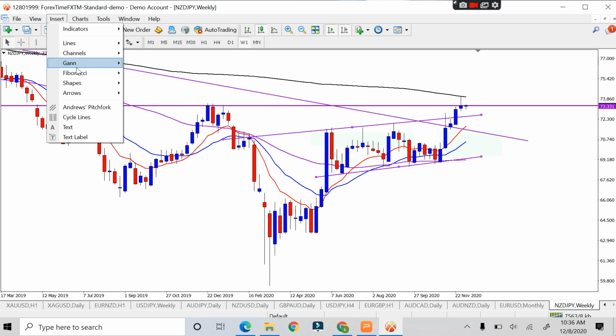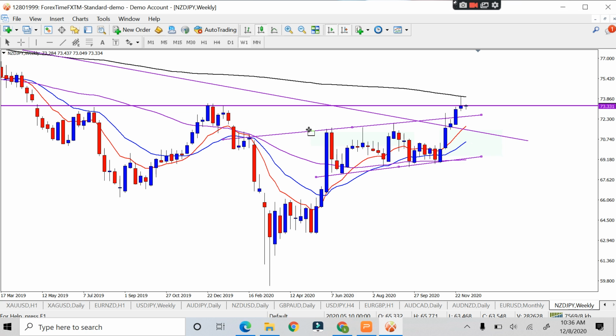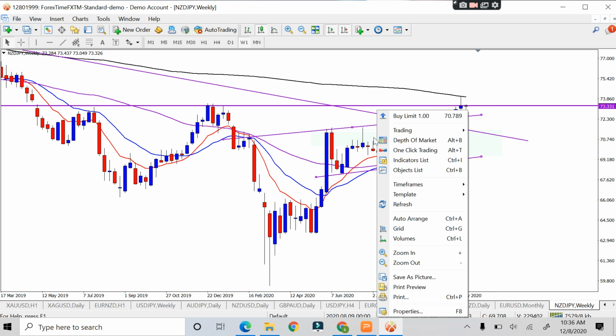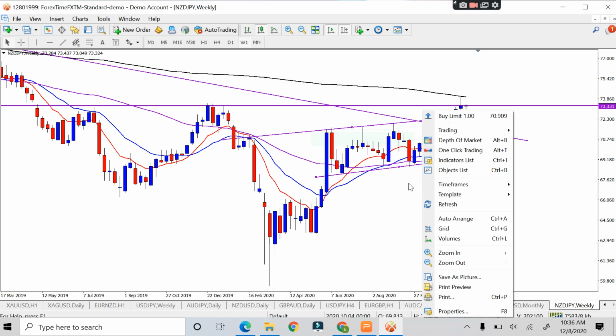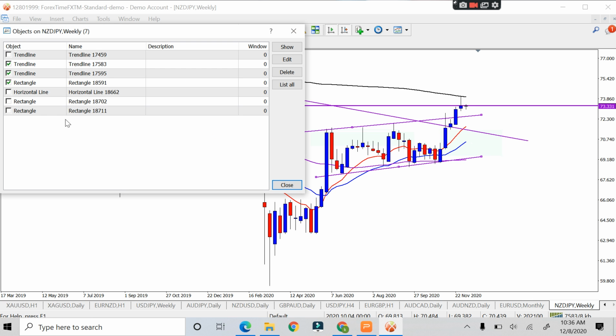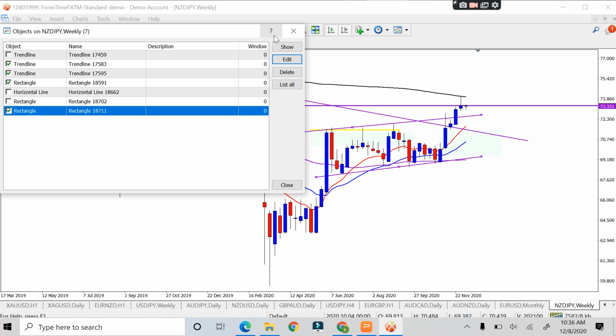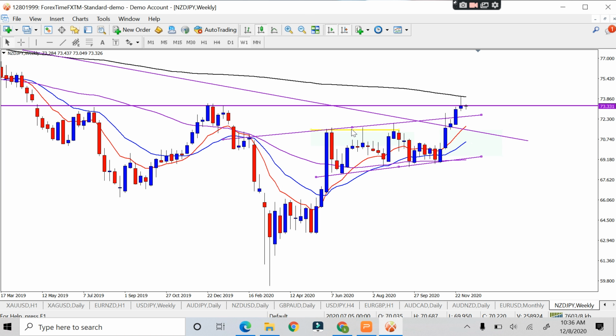Where are you? What's the problem? Oh, I think this is a shape I did. It's a color. I can't see it again. Let me look at the object list. Okay, rectangle. I think this is the latest one. Let me edit it to something yellow. Pardon me, guys. I've not used this shape before, so I don't know how it works.